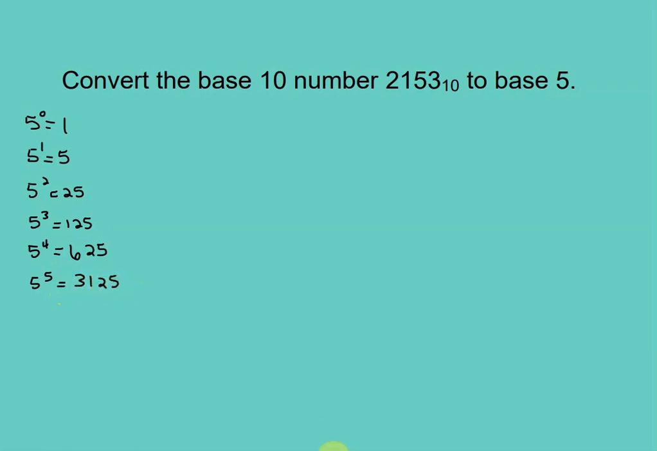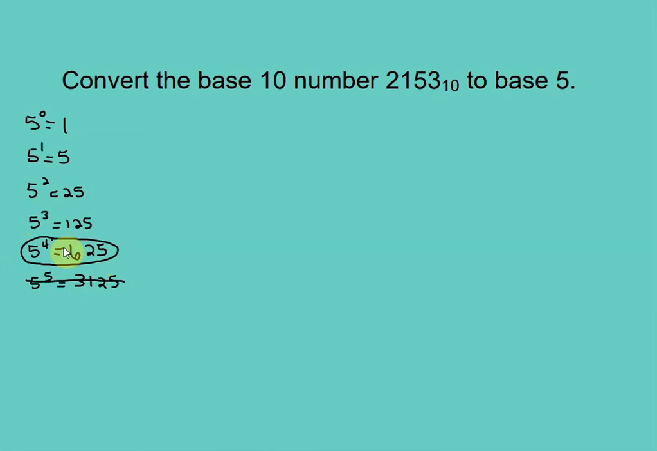3,125. Well, that's too big because the number that we're converting is 2,153, and 3,000 is bigger than 2,000, so it won't divide into that number. So we know that we can't use that number. So we're going to go with the 5 to the 4th power, which is 625.